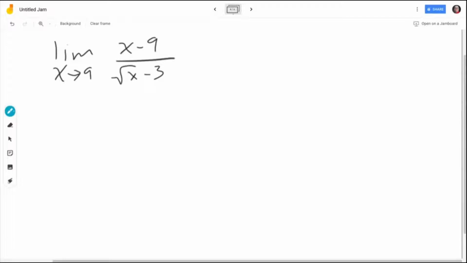Well, if you remember how to rationalize the denominator, that is what we're going to do here. If you don't remember, what we're going to do is multiply the top and bottom of this fraction by the same thing, and thus it remains an equivalent fraction. Whenever you're trying to rationalize a denominator, you multiply by the same values, but you change the sign in between. So we're going to multiply top and bottom of this rational function by the square root of x plus 3.